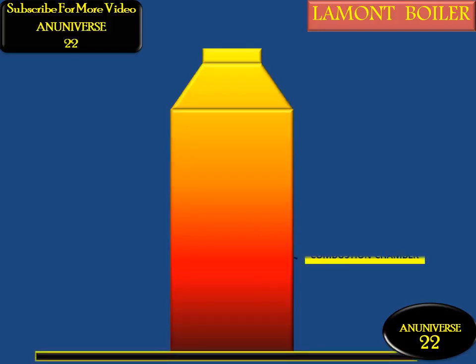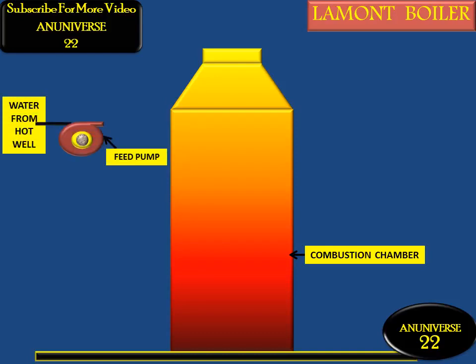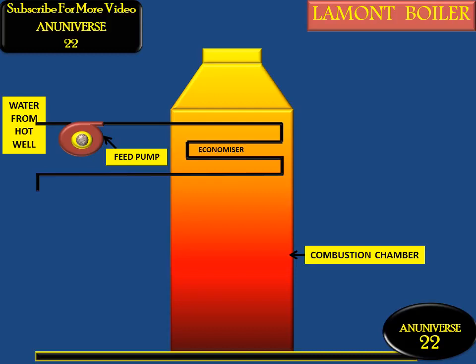Now we will discuss the main components of the Lamont boiler, and this is the combustion chamber. Generally the furnace in Lamont boiler is vertical and the main function of the furnace is to burn the fuel. And this is the feed pump that is used to supply the water to the economizer, and the economizer is used to preheat the water by using remaining heat of the combustion gases, and generally the economizer increases the boiler efficiency.